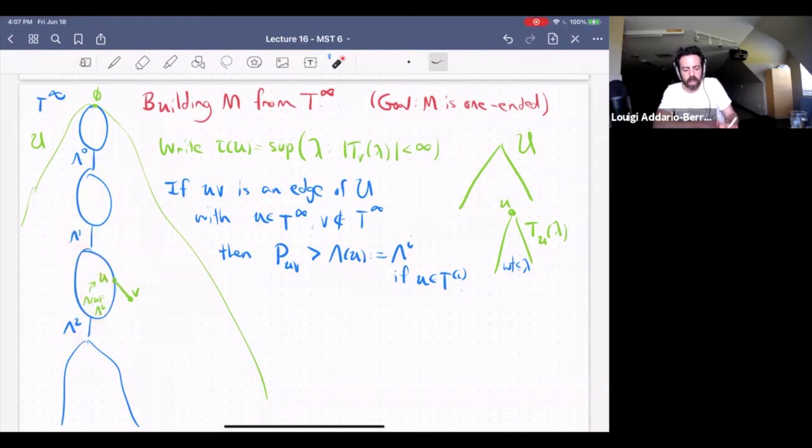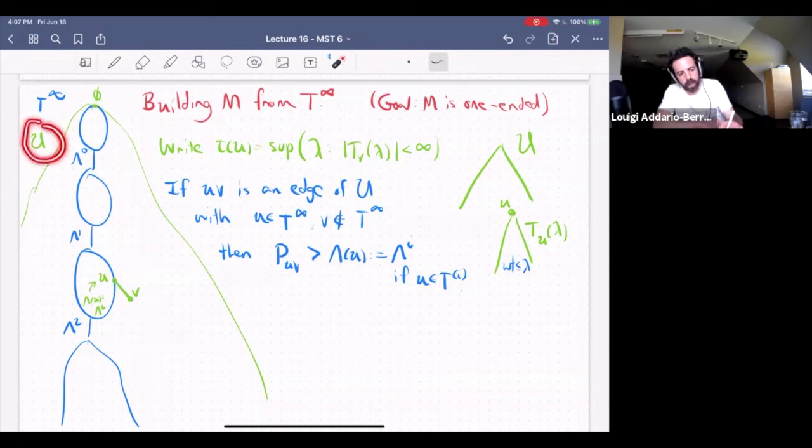But if I only look at edges of weight less than PUV, I will contain the edge lambda 2, and then I'll contain a path down to infinity here, right? I mean the green graph.